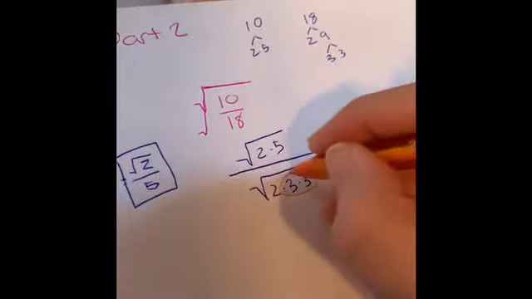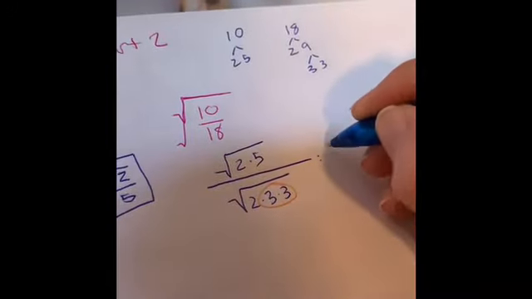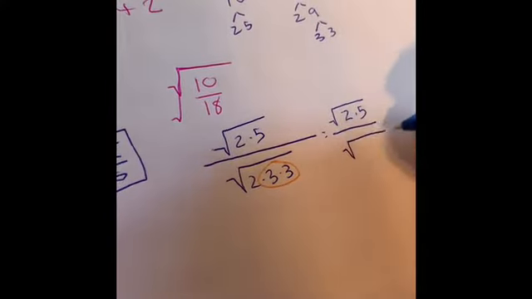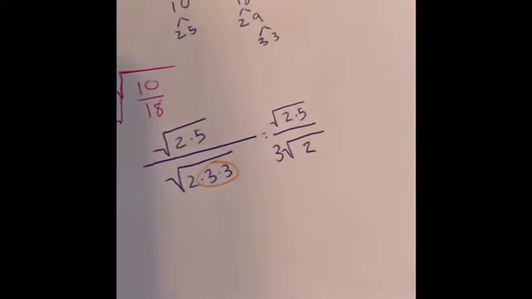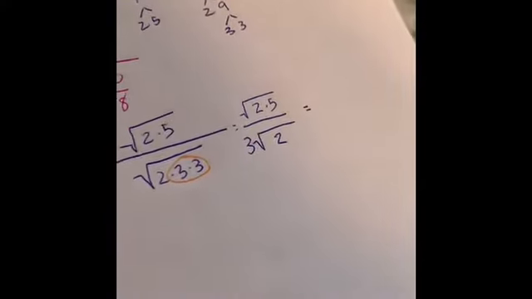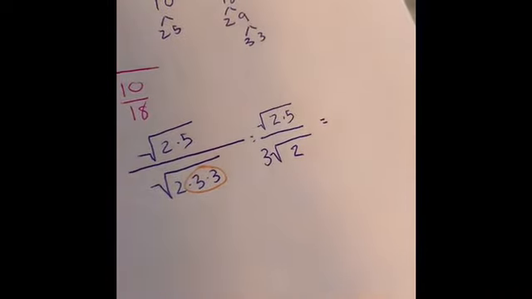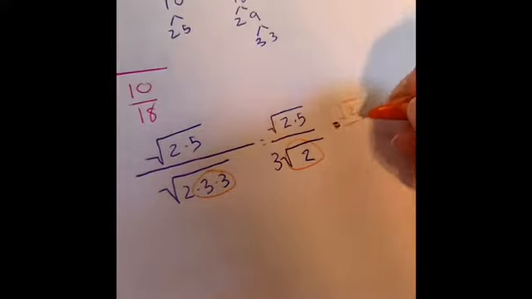I've got my double 3's. No doubles on the top. So on the bottom I'll have 3 on the outside, 2 on the inside. Now I can't have this on the bottom, so I'm going to multiply by square root 2 over square root 2.